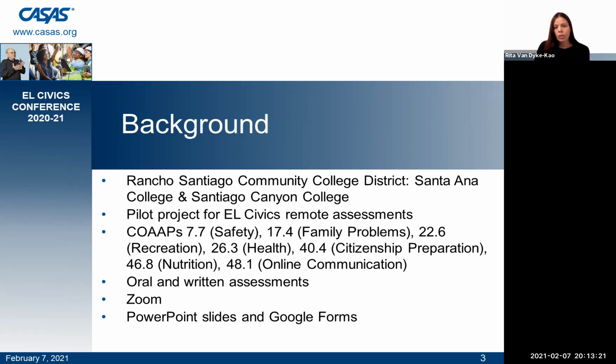And while our assessor was on Zoom with a student, we decided to use either PowerPoint slides to display the test questions and instructions, or Google Forms. Sometimes we did one or the other, or we would give the instructor a choice, and then the assessor would utilize that format that the instructor requested.